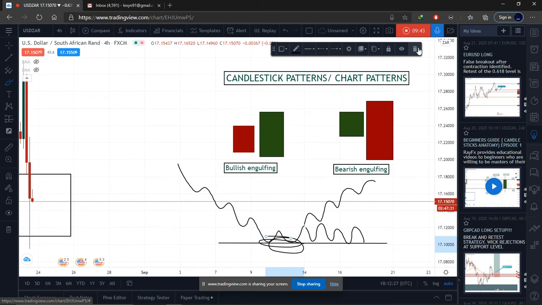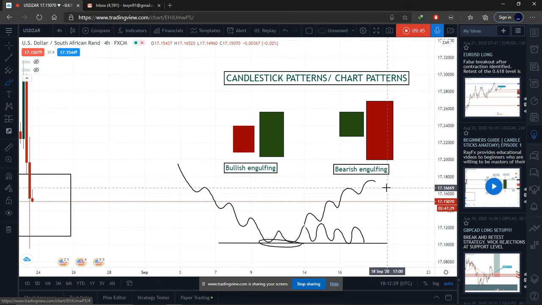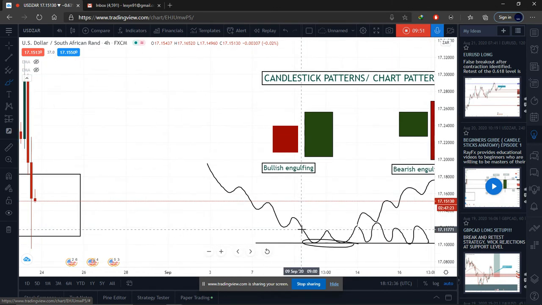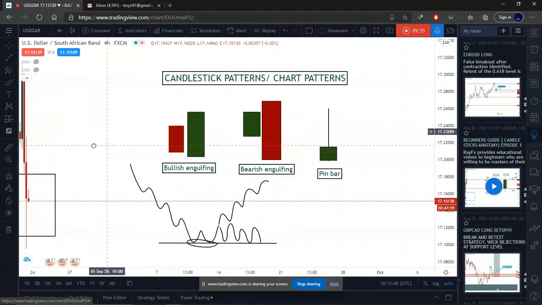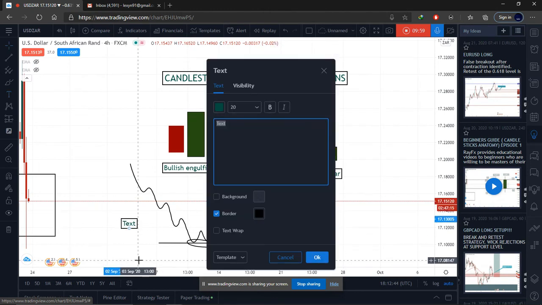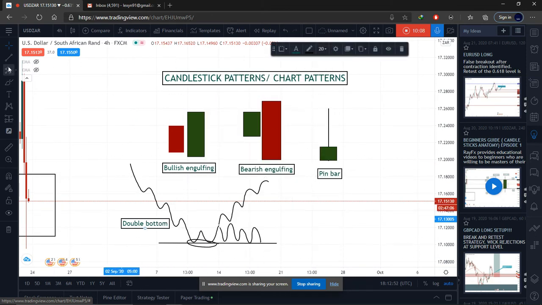Usually how you will trade, I'll teach you how to enter the market in a different video, but I just want you to keep this in mind. So if you have something like this, it is what we call the double bottom. Let me write it here: double bottom. There's the double bottom. And we have another one.